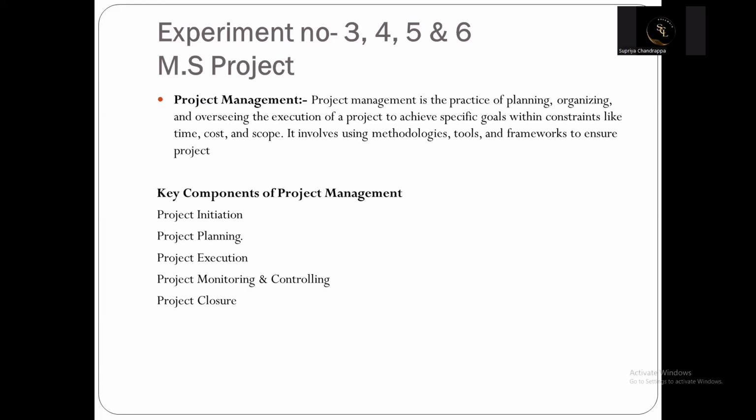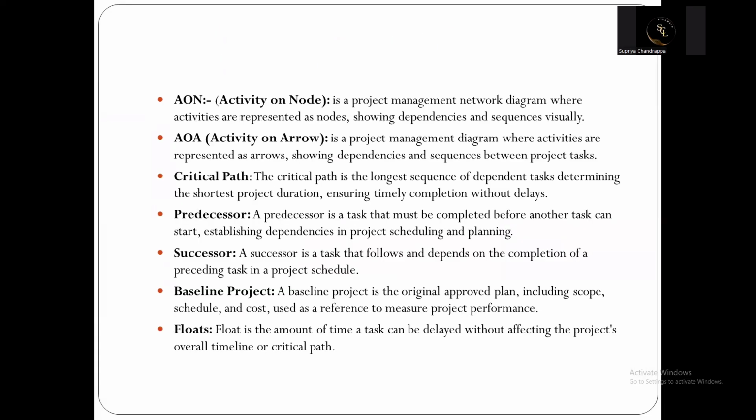And the key components of project management are project initiation, how to plan, how to execute, how to monitor and control, and how to close the project, when to close the project. These are the main key components of project management. In this project management, we learn about AON, what is AON and what is AOA, critical path, predecessor, successor, baseline project, and the floats.